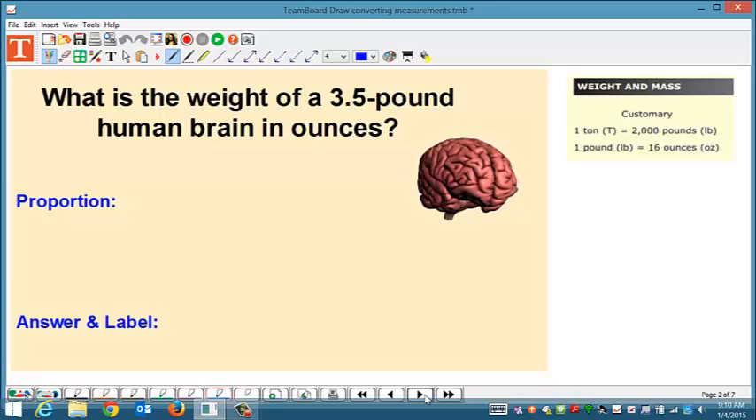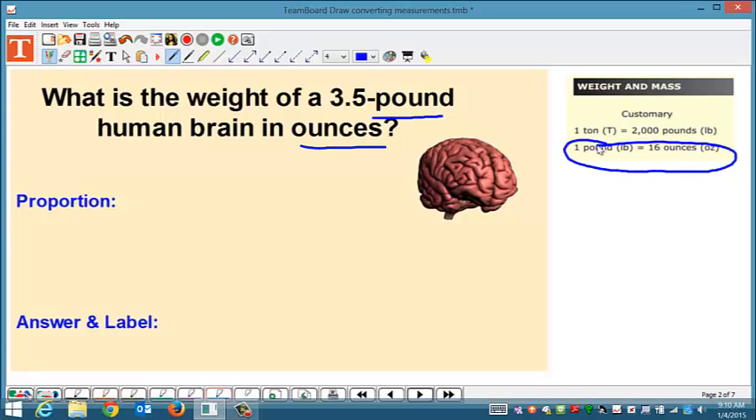Okay, our first example. What is the weight of a 3 5/10 pound human brain in ounces? So first you need to know what it is you're converting. So you're converting pounds to ounces. Look at your measurement chart and you'll see that it tells you that 1 pound equals 16 ounces.